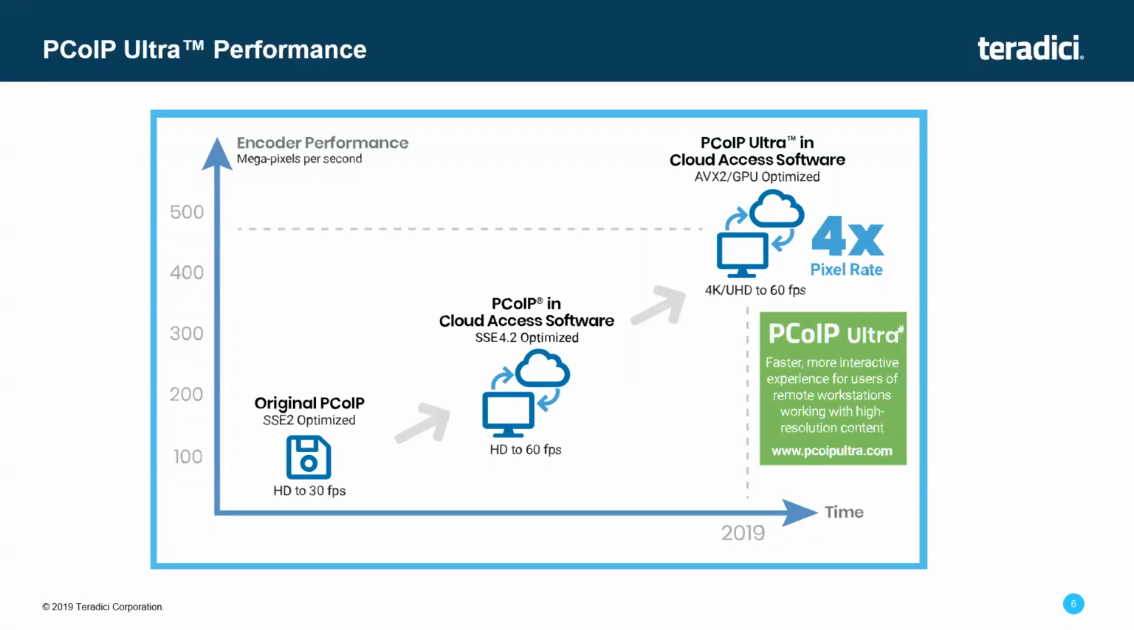When Teradici created Cloud Access Software, we made some additional optimizations by moving to SSE 4.2. And that enabled us to get to 1080p 60 frames per second.